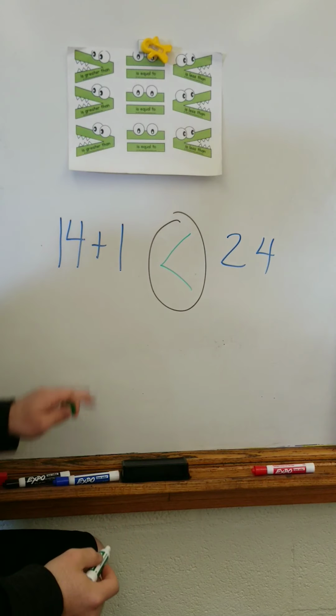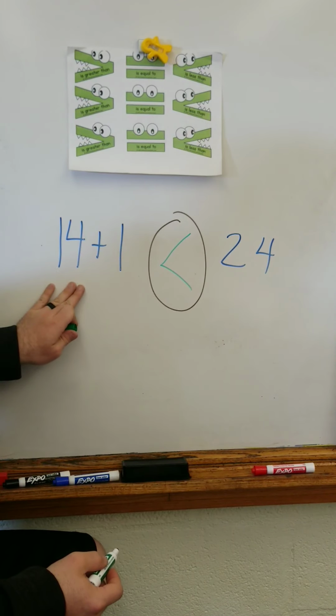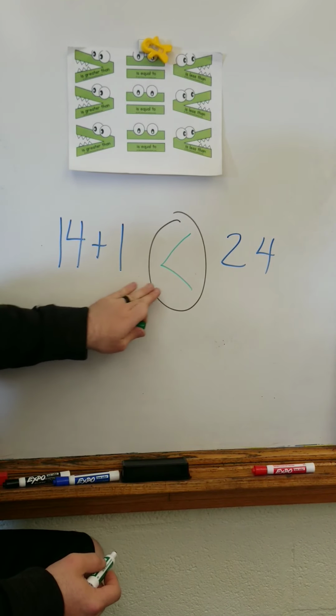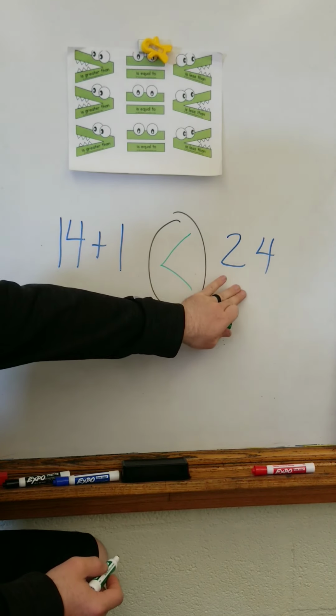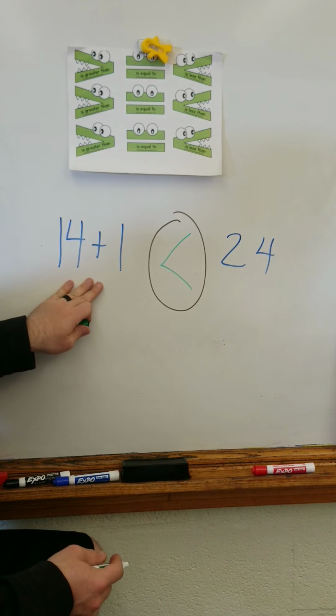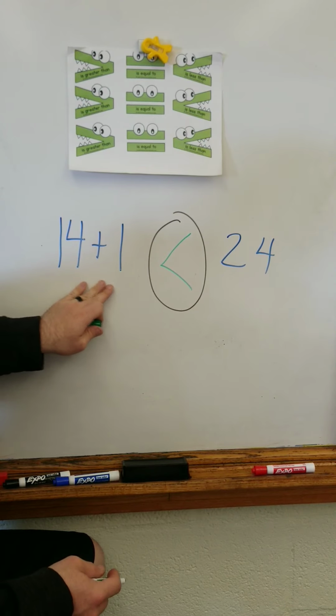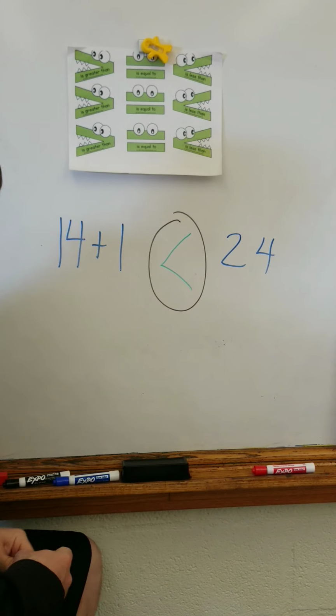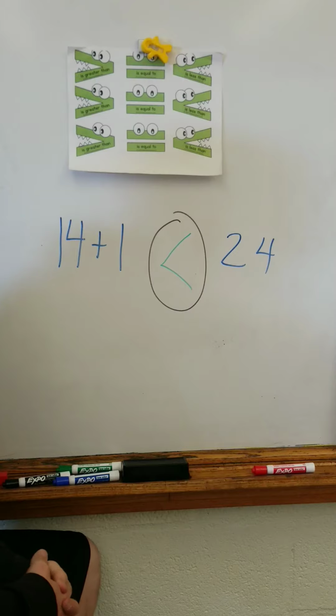The alligator would still eat that. And if I was reading from left to right, 14 plus 1 is less than 24. Or I could even say 15. Go ahead and solve that. 15 is less than 24. All right. Good luck with your inequalities. And again, let me know if you have any questions.